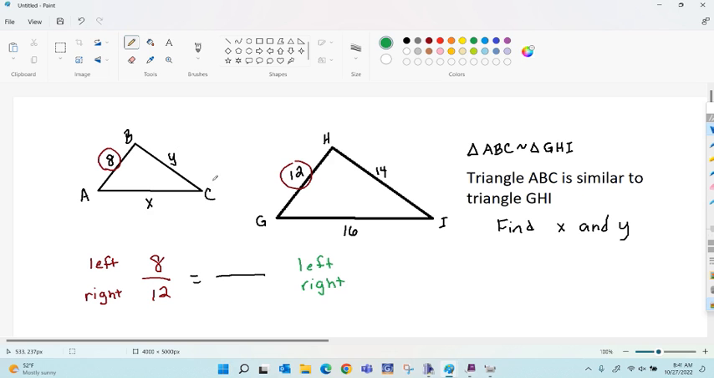Rio, just pick one. Which one do you want to pick, X or Y? Y. You want to pick X? All right.